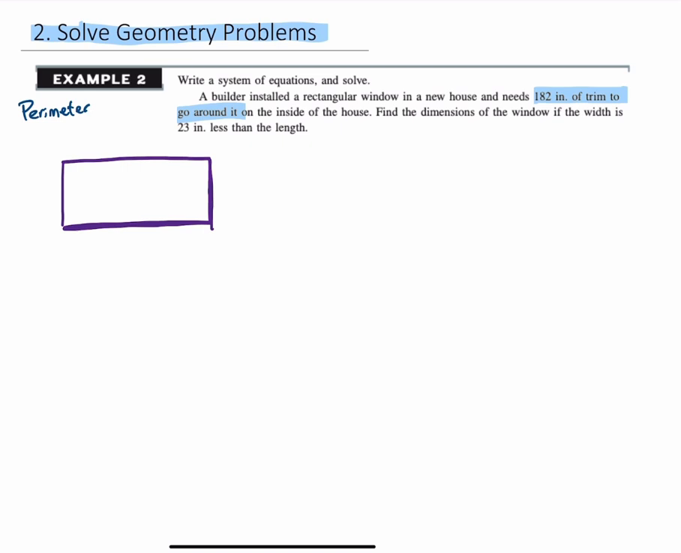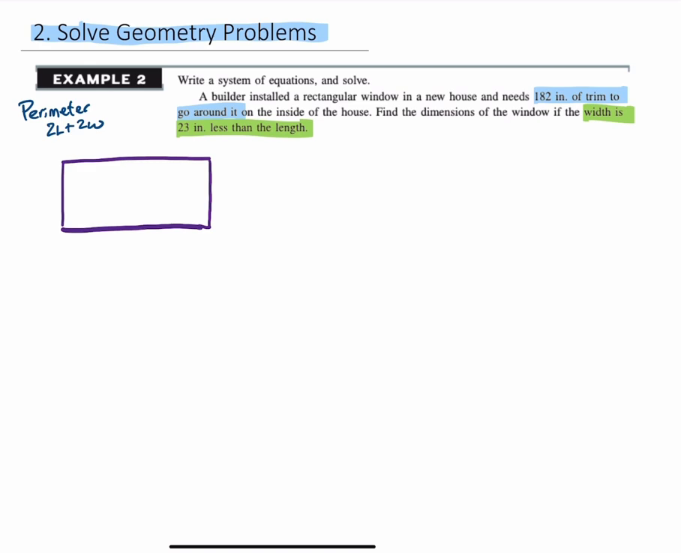So the perimeter of a rectangle is 2 of the lengths plus 2 of the widths. So let's just keep that in mind. Then it says, find the dimensions of the window if the width is 23 inches less than the length.